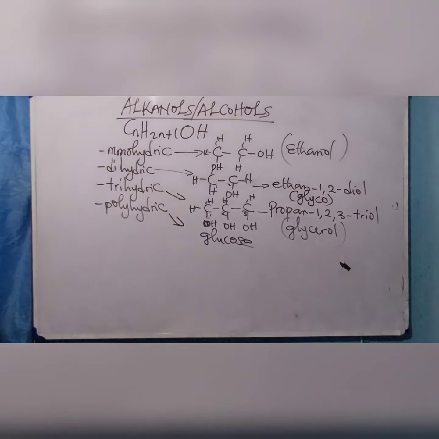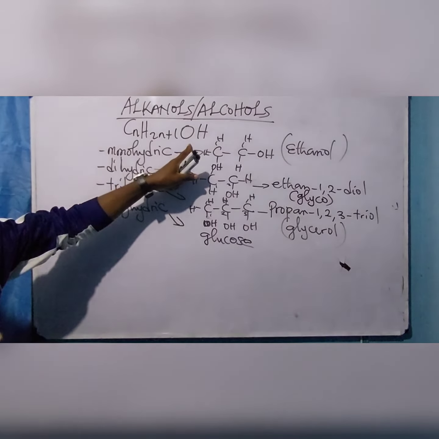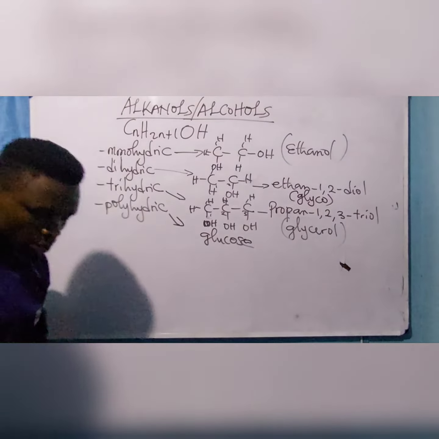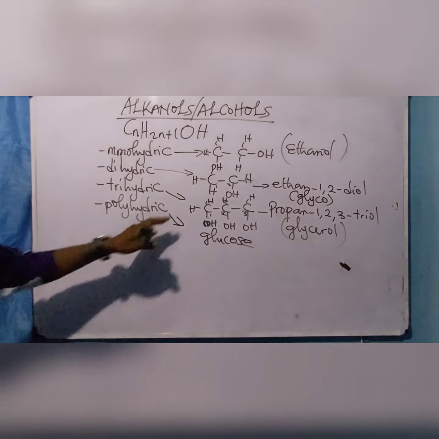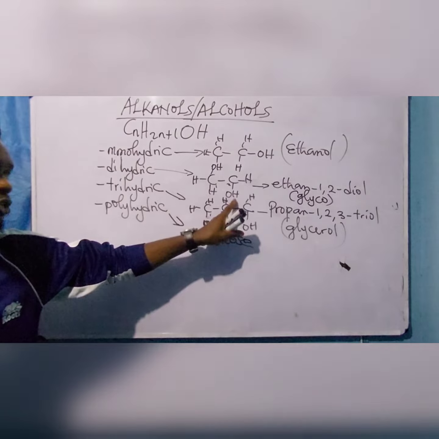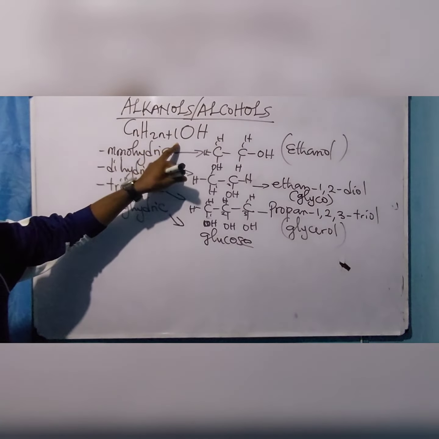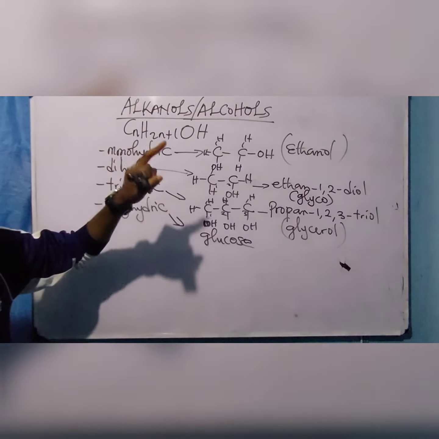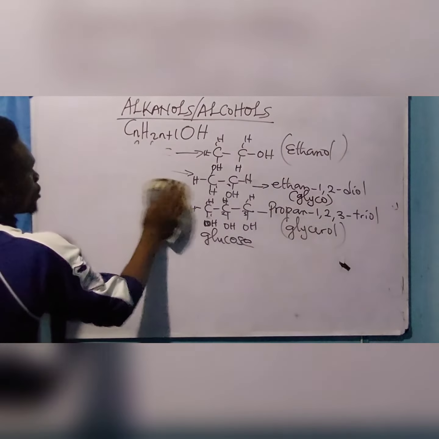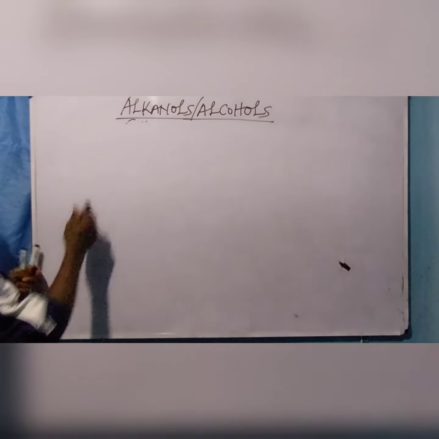Now, based on the position of the hydroxyl group, you now have what? Primary, secondary, and tertiary alcohols. Now, this one is based on the number of OH, the hydroxyl group present in the molecule. Then, as for the primary, secondary, and tertiary, we shall be discussing the position of this OH. Alright, so don't take one for the other.